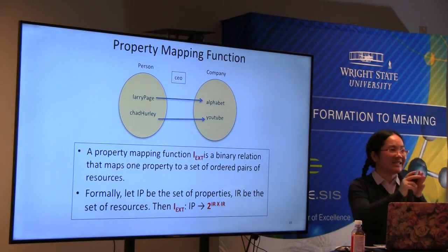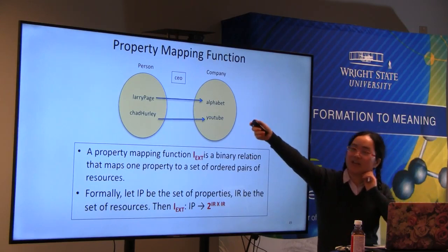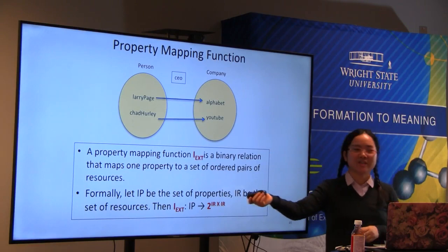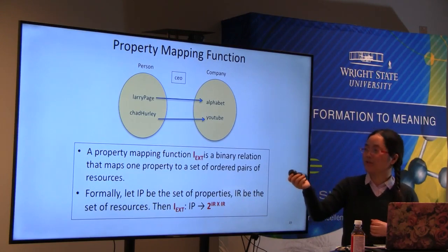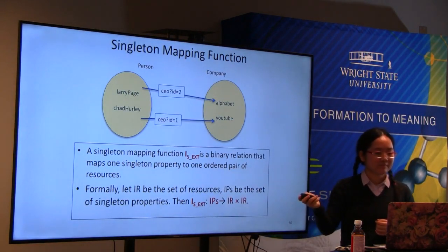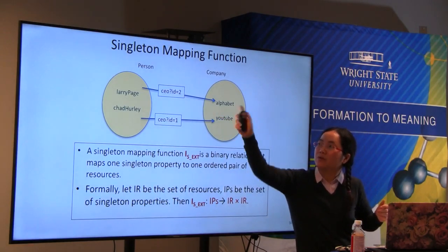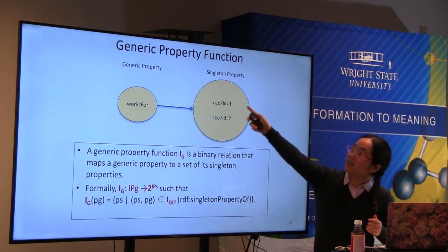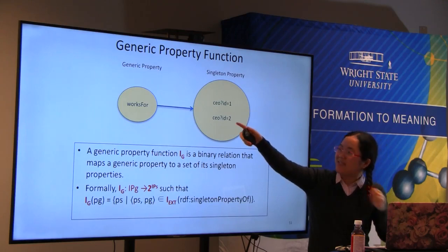And here, the type of tuple is based on the association with the context. CEO is a generic property. Here I'm just recalling the concept of the mapping function. A CEO is a regular property too, so it is mapped to a set of pairs. You see that CEO is mapped to Larry Page, Alphabet, and then Chad Hurley, YouTube. In the singleton mapping function that we defined earlier, one singleton property is mapped to one pair of entities, one pair. And a generic property you can think of as a class. It is equivalent to the class where it has two singleton property instances in this case.